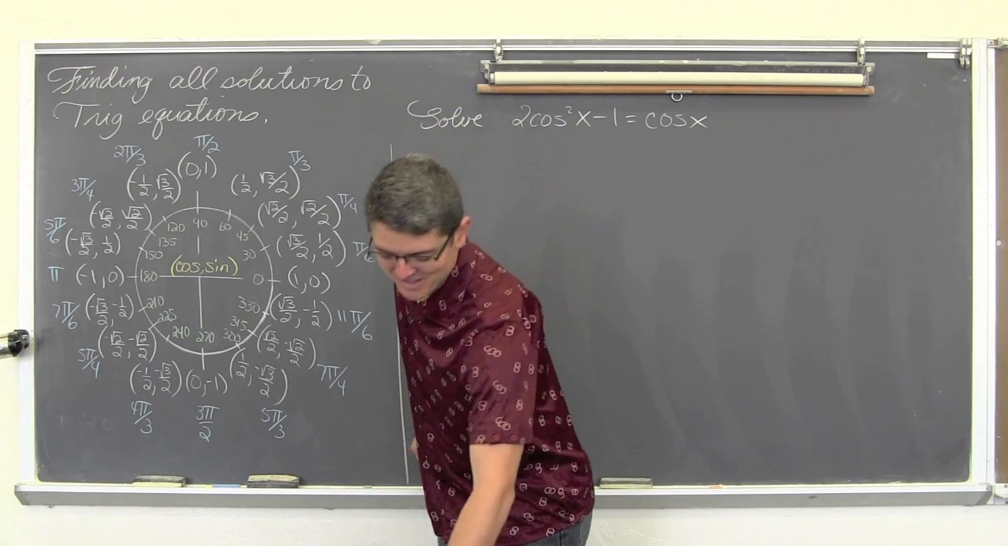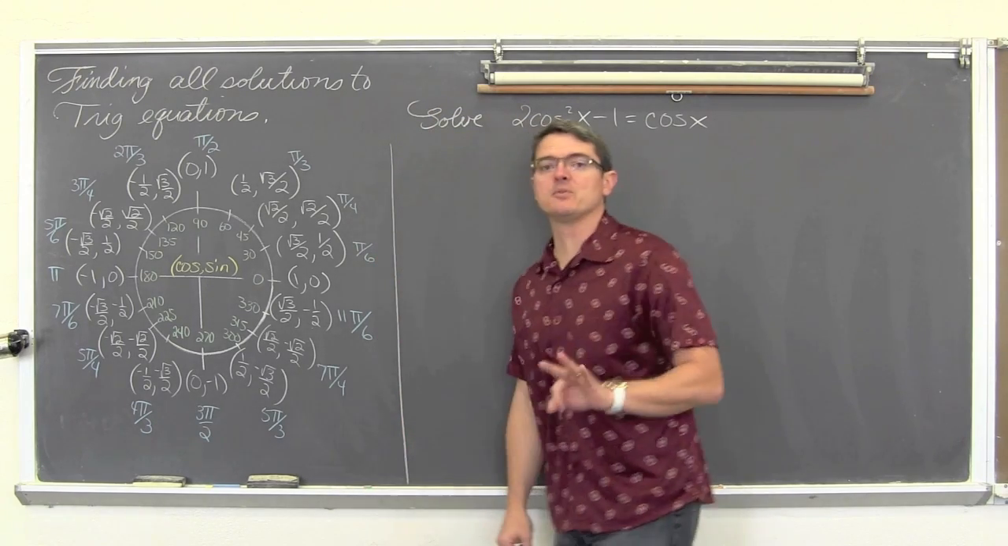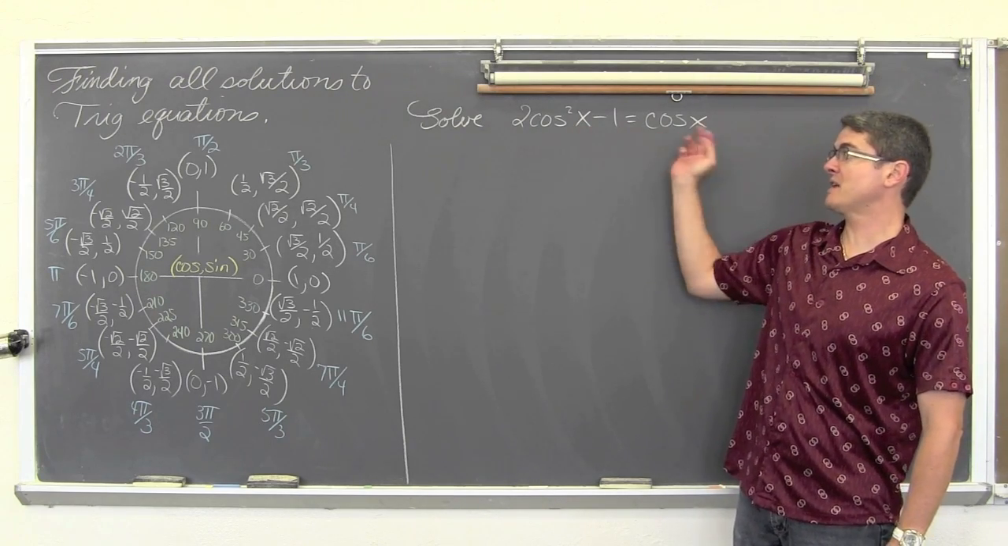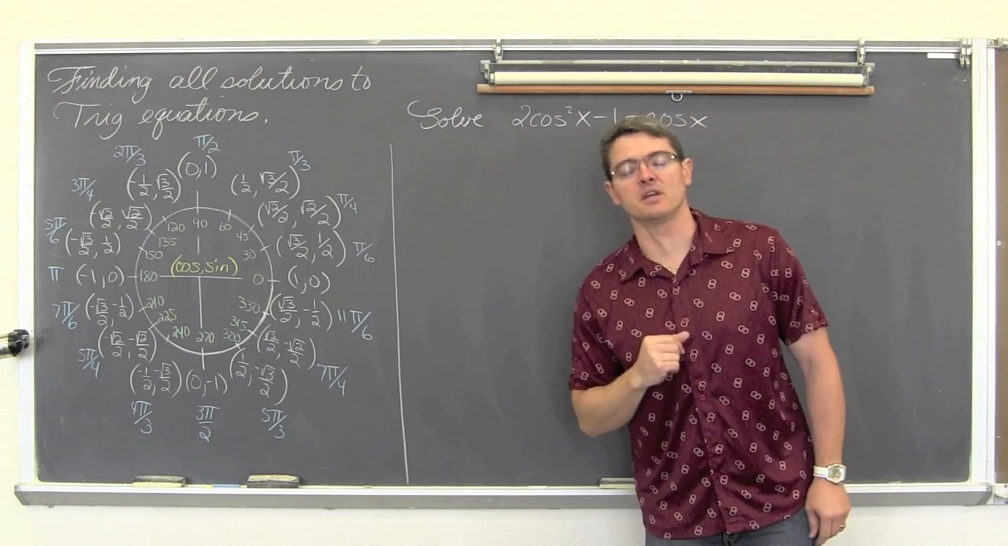Bam, Mr. True. We are going to do 3 examples of solving trig equations with single angles, where you just have a variable of just x, not like a 2x or 3x. That'll be in the next video.